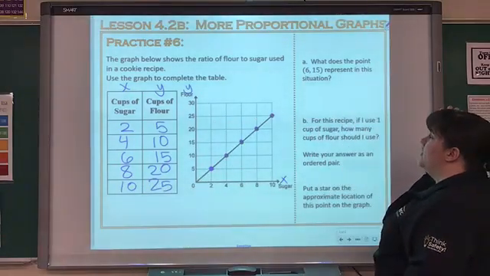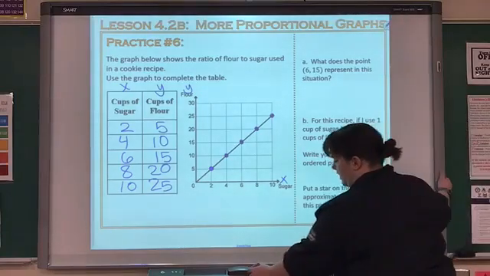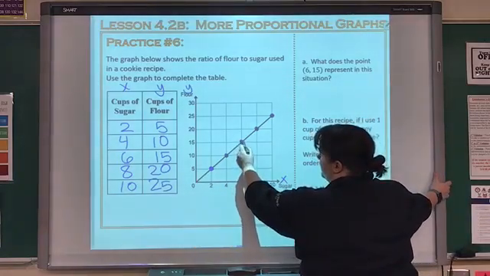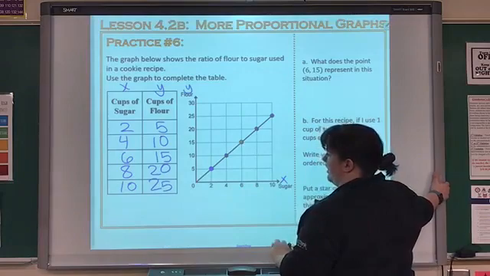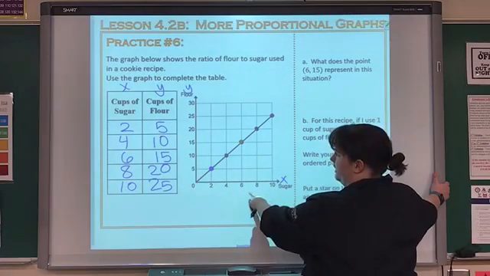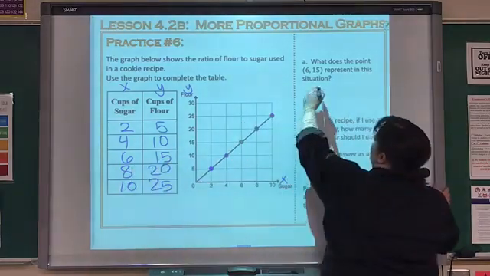Question A says, what does the point 6, 15 represent in this situation? So, if we go over 6 and up 15, this is one of our points. That means that I have 6 cups of sugar right here and 15 cups of flour.